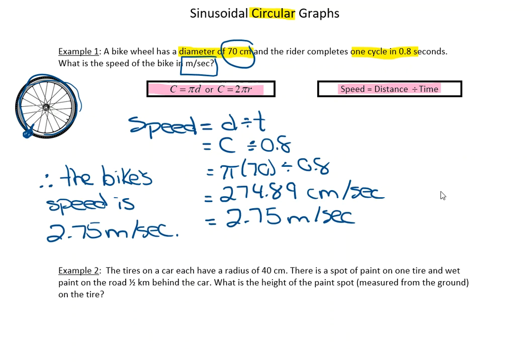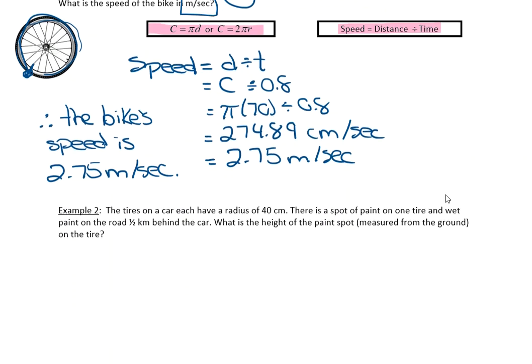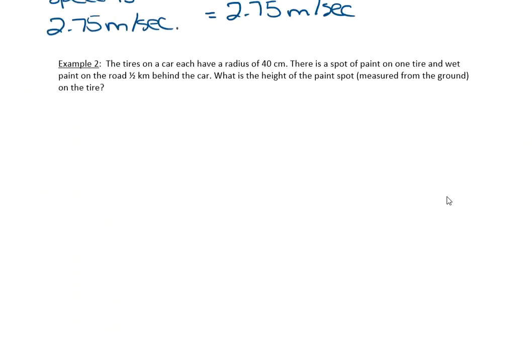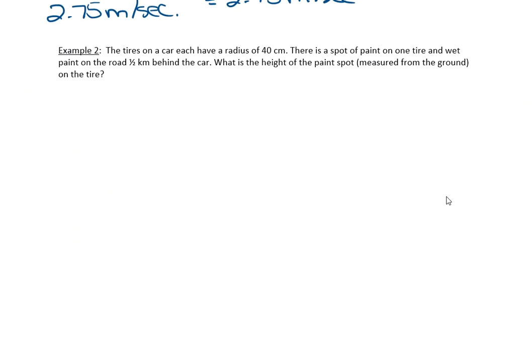Okay, that one is pretty straightforward compared to example 2. Example 2: the tires on a car each have a radius of 40 centimeters. Okay, we know that's going to be important. There's a spot of paint on one tire and wet paint on the road, half a kilometer behind the car. Right away I see I've got kilometers and centimeters, so I'm going to have to convert like I did in my last one. I'm going to have to use either centimeters or kilometers. What we're looking for is the height of the paint spot.